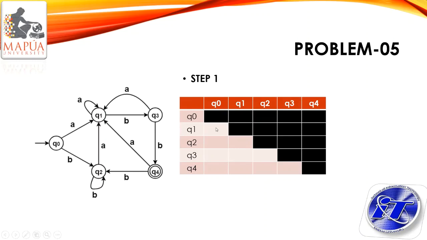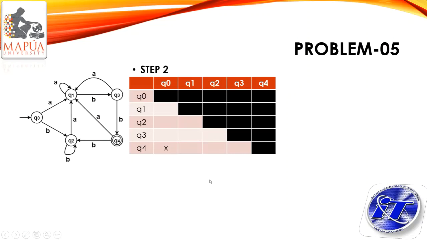Q1, Q0, non-final both, so unmarked. Q2, Q0, unmarked. Q1, Q2, unmarked. Q3, Q0, unmarked. Q3, Q1, unmarked. Q2, Q3, unmarked. Q0, Q4, mark. Q1, Q4, mark. Q2, Q4, mark. Q3, Q4 will be marked. So after marking the non-final and final cells, let's proceed with step 3.